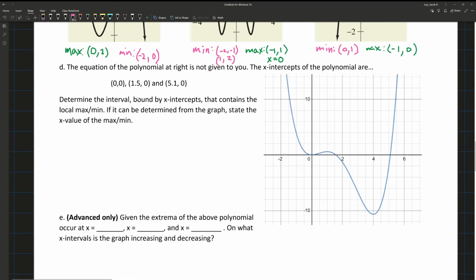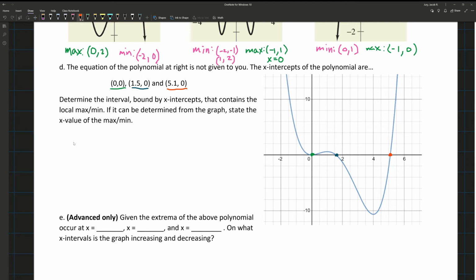Now letter D is giving you the x-intercepts. So they're listed here. So 0, 0 is right here. It's the green one. 1.5 is about right there. It's a little bit past 1.5. And 5.1 is right here. So we are determining the intervals that contain the local max and min.